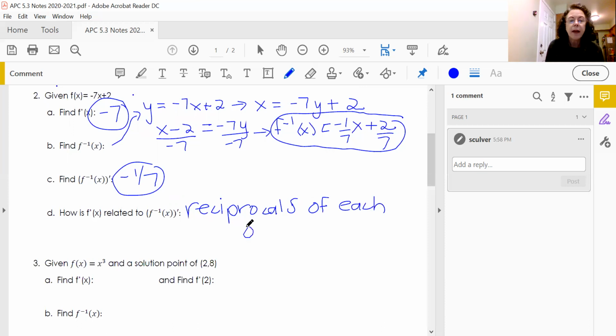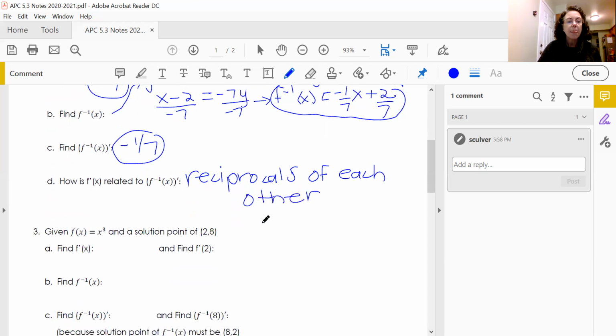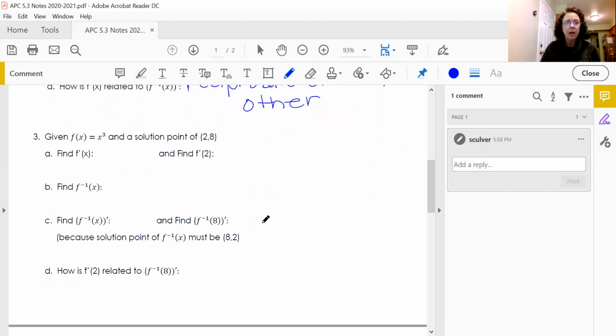Let's try that with x cubed, and let's see in a point if that holds true. Okay, so given f of x equals x cubed and a solution point of (2, 8), right? Notice that (2, 8) is a solution point to x cubed. Find the derivative. Okay, that's easy, right? We already did 3x squared. And then let's evaluate that derivative at 2. So that would be a 12.